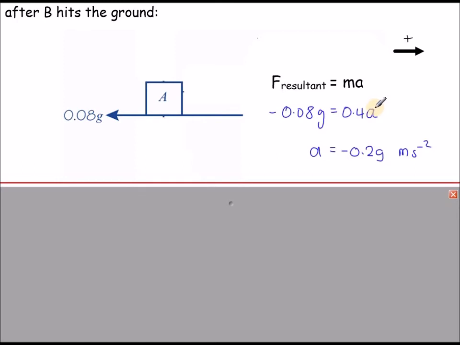Now a will turn out to be negative because the block is slowing down, and we can call it deceleration. The acceleration is minus 0.2g. That negative tells you it's in the opposite direction to the arrow, so it's slowing down. Or another way of saying this is the deceleration is 0.2g meters per second squared. When I said deceleration, I didn't mention the minus with it, because the word minus and deceleration are equivalent.